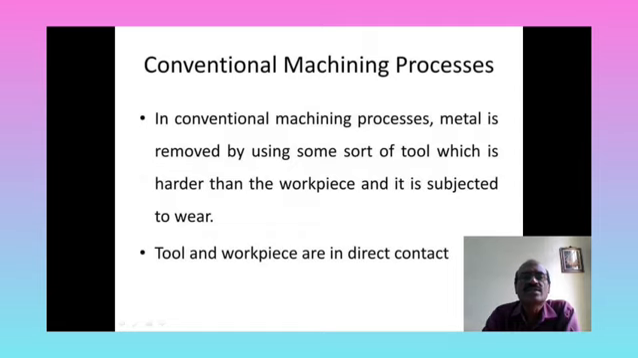Conventional machining process. Metal is removed by using some sort of tool which is harder than the workpiece and it is subjected to wear. Tool and workpiece are in direct contact.